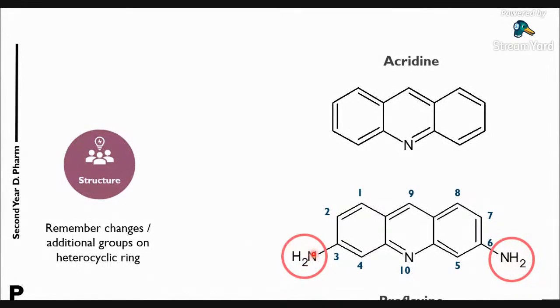Okay, you must know the valency of the nitrogen atom. You must know the valency of the carbon atom. Okay, so just remembering the additional groups attached to the heterocyclic ring will make it very easy to remember the chemical structure of proflavin.